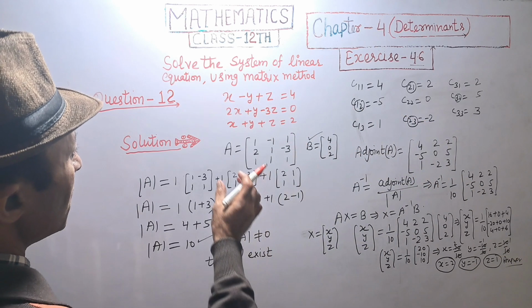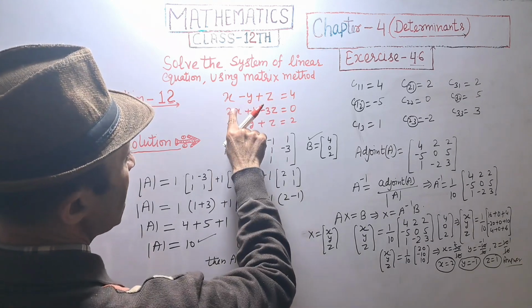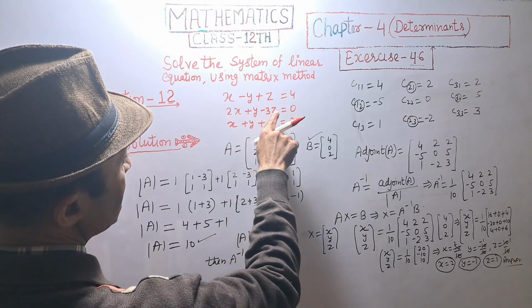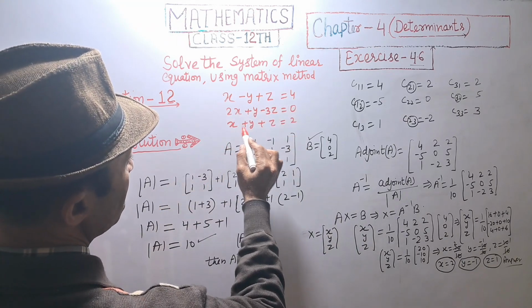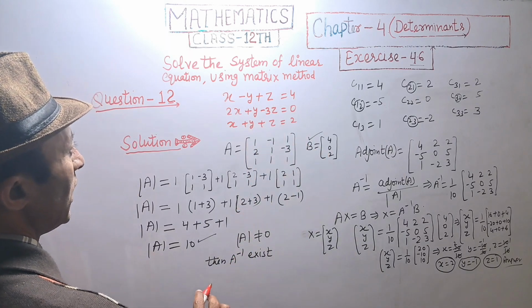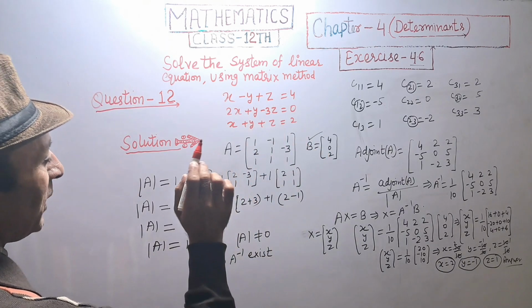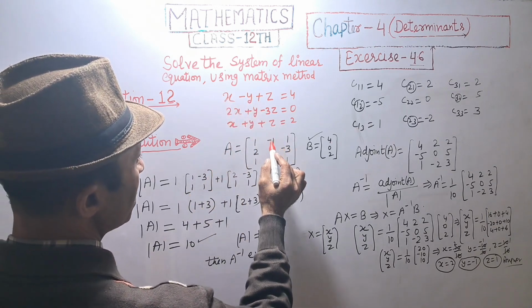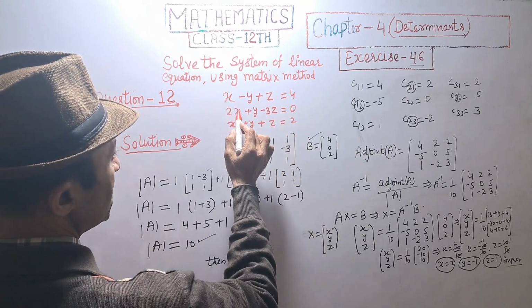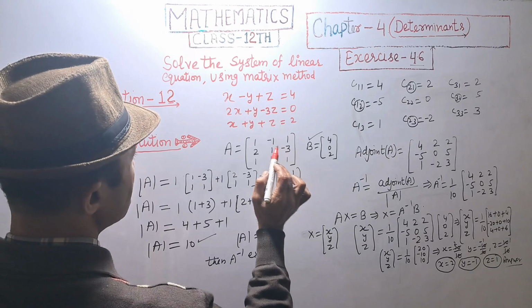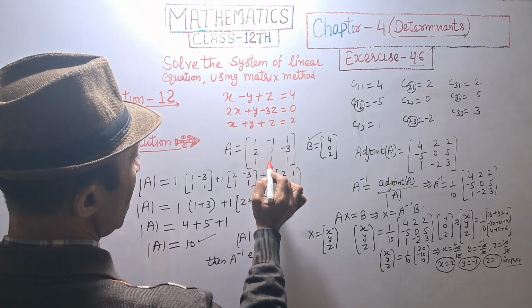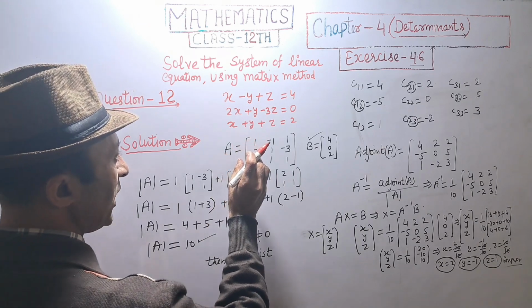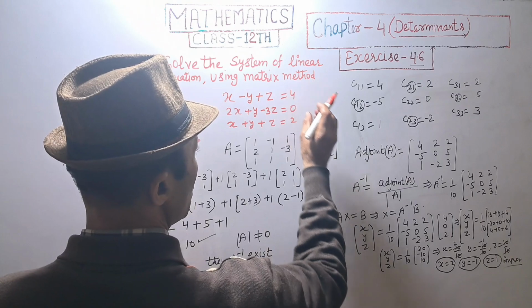Answer. We have given three equations: x minus y plus z is equal to 4, 2x plus y minus 3z equal to 0, x plus y plus z is equal to 2. By matrix method, first A is equal to the coefficients: for x is 1, y is minus 1, z is 1; x is 2, y is 1, z is minus 3; x is 1, y is 1, z is 1. That is matrix A, and B is equal to 4, 0, 2.